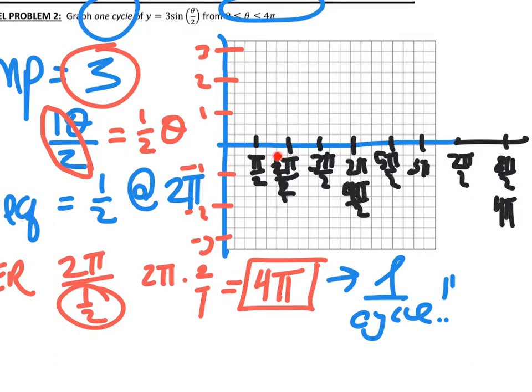We're literally counting by 1 pi over 2 each time. 1 pi over 2, 2 pi over 2. They cancel and make pi. 3 pi over 2, 4 pi over 2, 2 pi, etc. So how does this help us? Well, you aren't going to see the entire graph until you get to 4 pi.